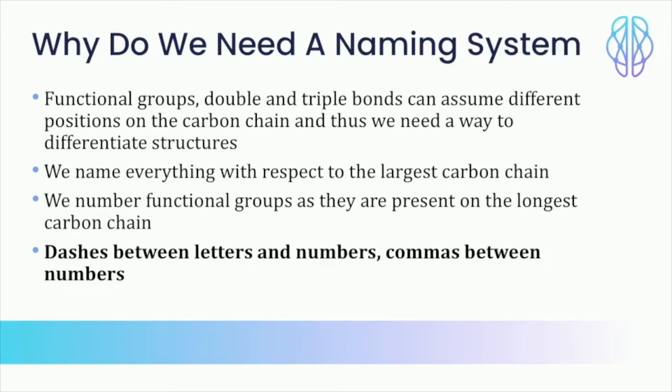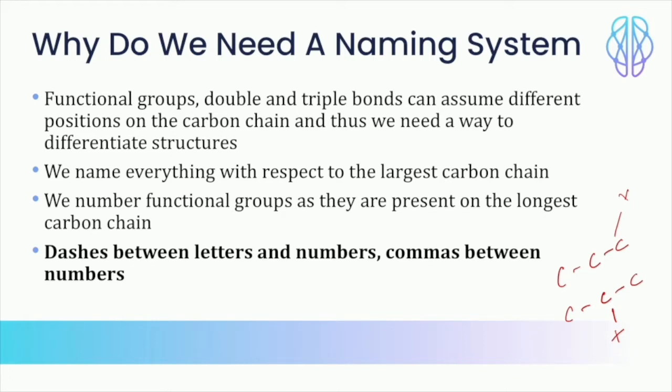So like with all things in chemistry, it's important to actually understand what you're doing before you start doing it. So you might be thinking, why do we actually need a naming system in the first place? Firstly, that's because functional groups, double bonds, and triple bonds can assume different positions on the carbon chain. So for example, if I would have a 3-carbon molecule here, a functional group X on this carbon would be a completely different molecule to the functional group on this carbon. So thus we kind of need a naming system to differentiate between these differences.